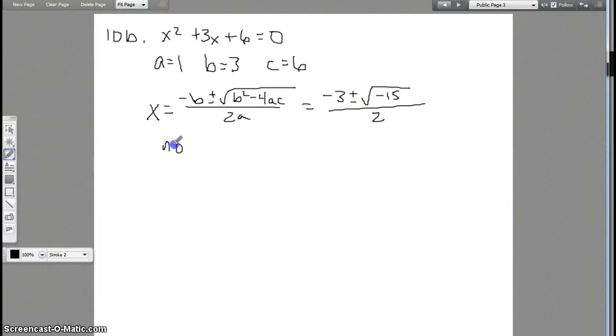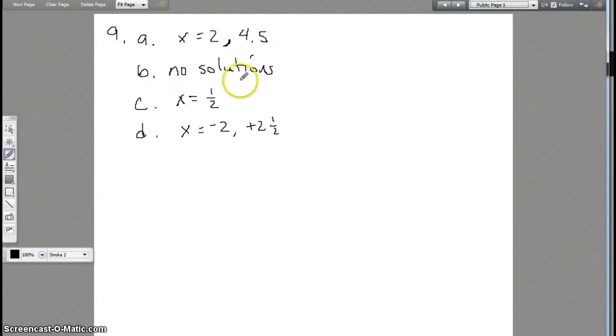This has no solutions because we are taking the square root of a negative number, and we can't do that in Algebra 1. So for part B, the answer is no solutions. And if you remember looking back at our graph for number 9, we had no solutions because the graph did not touch or cross the x-axis.